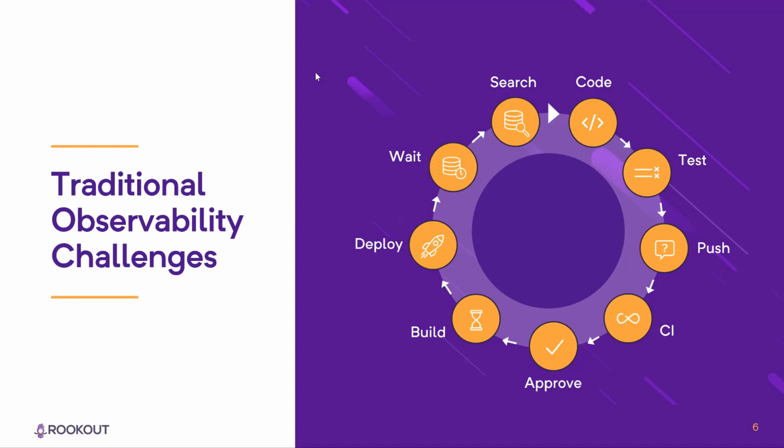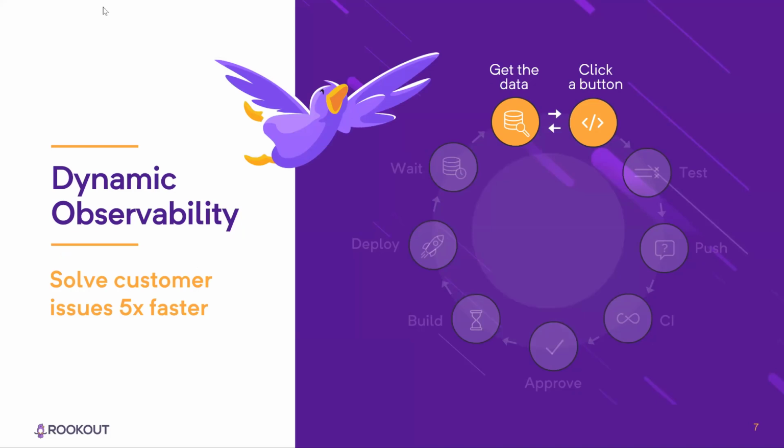And when you have customers suffering a service lapse, or when you have pods dropping right and left, you just do not have that time to change code and add logs and wait for new data to show up on your observability platform. A much more efficient way to do that is what Rookout introduces as dynamic observability: to click a button and get the data that you need.